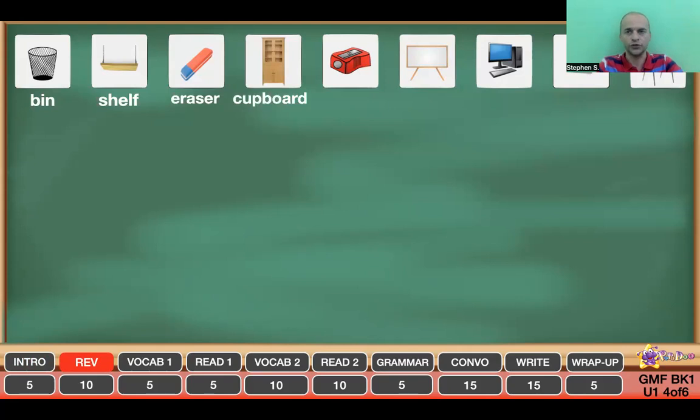Teacher, C-U-P-B-O-A-R-D. Good job, George. Okay, so make sure that you're balancing that setup with the weaker students to make sure that everybody is progressing at the same speed.